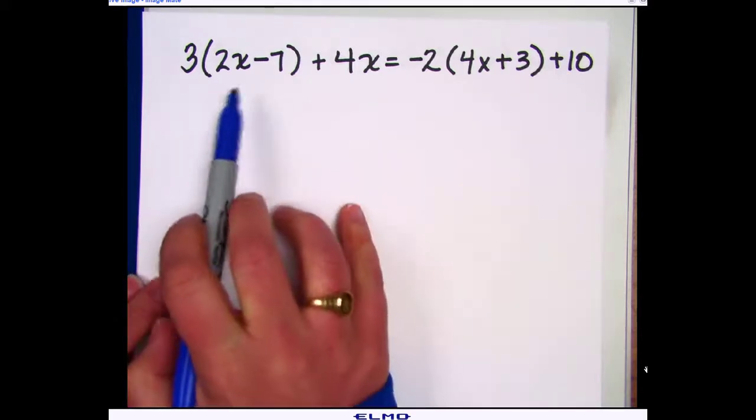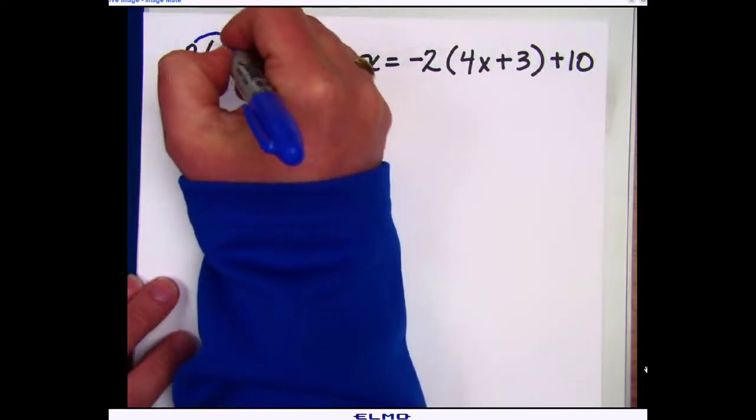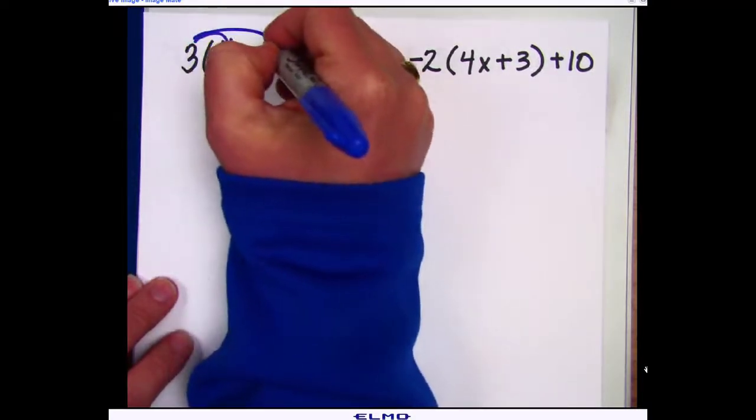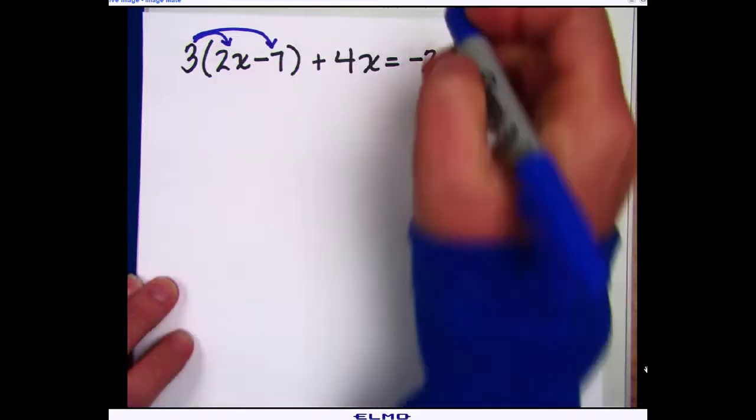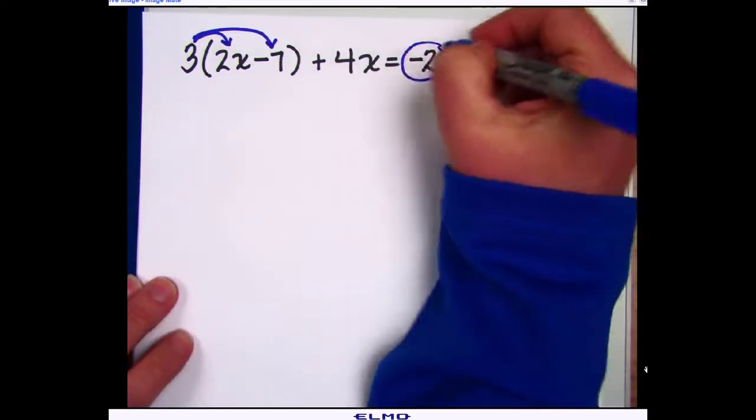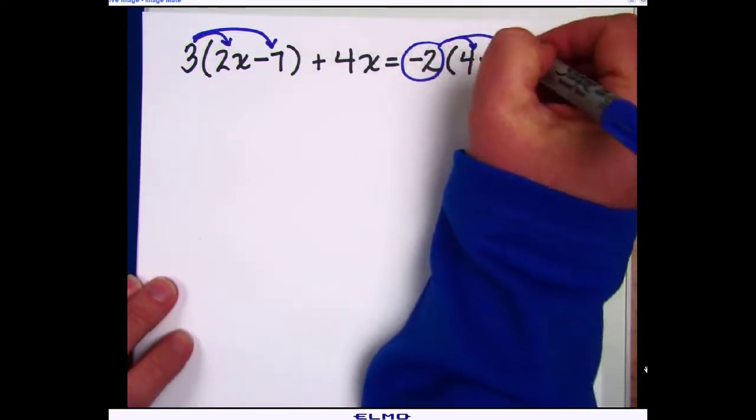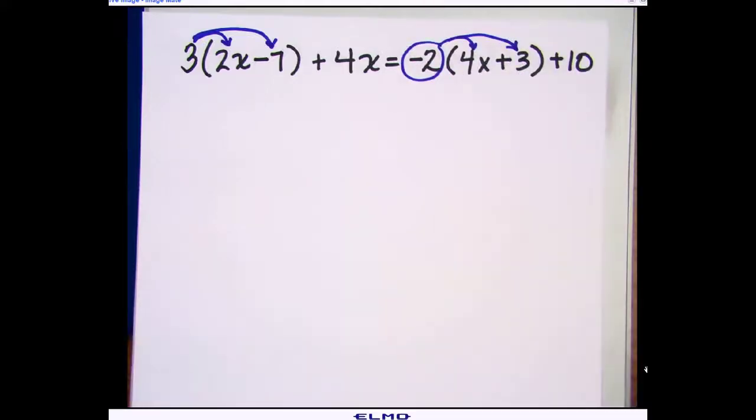So the first one that I have set up here, we would just solve like we have been. First, I want to get rid of my parentheses. So on the left-hand side, I'm going to distribute this 3 through my parentheses. And on the right-hand side, I'm going to distribute the -2. Remember to keep your negative with the number to the left.